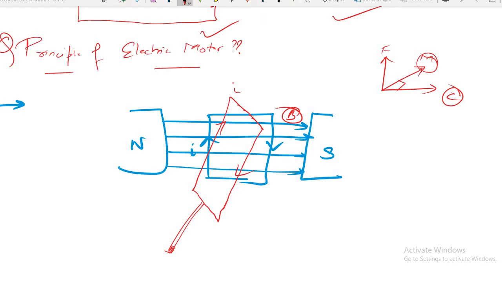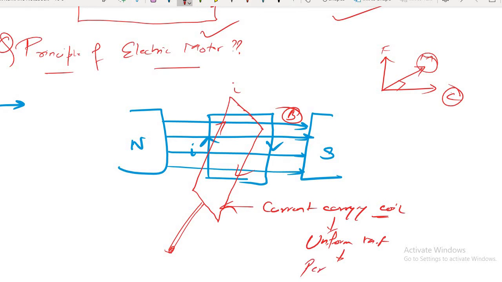So, what is the principle? If a current carrying coil is placed in a uniform magnetic field perpendicularly, it experiences a maximum amount of force that will rotate it. Yes or no?